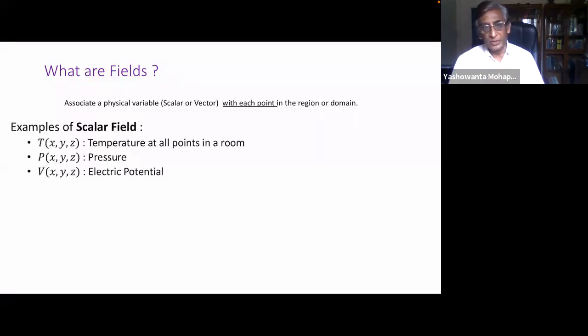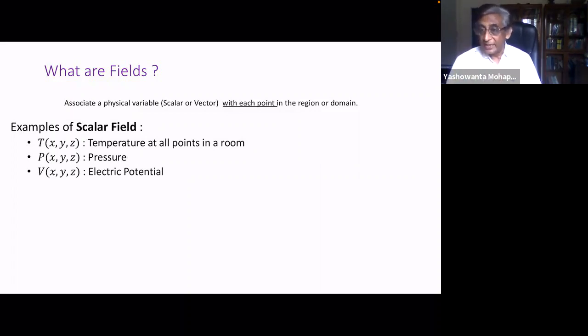Example of a scalar field: suppose in this room that I am sitting, at each point in the room there is a temperature associated, and that's a temperature field. It's a scalar field because temperature is a scalar. There is a pressure in the room, and it could be electric potential, which is also a scalar. So these are examples of scalar fields. There is a much more rigorous definition of a field that you will find in mathematics as you grow, but at the moment this is good enough for us.